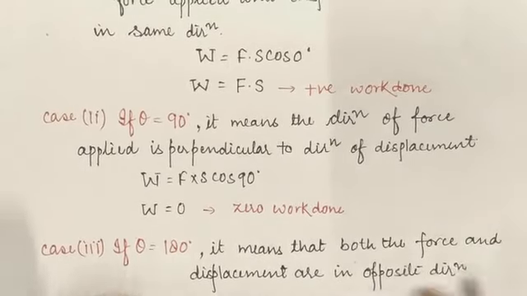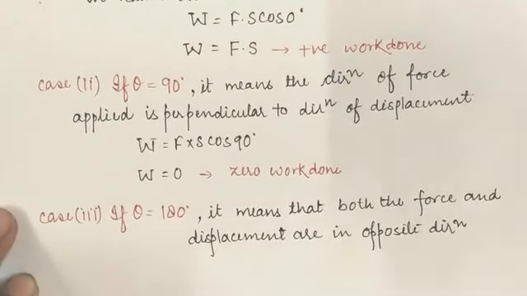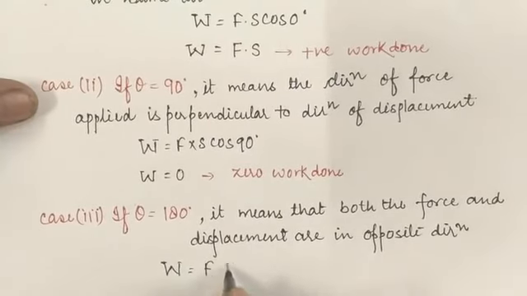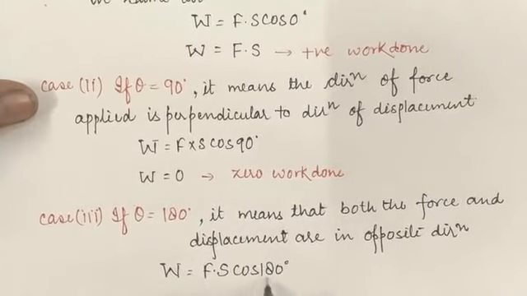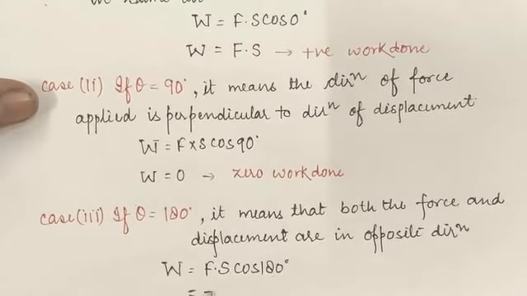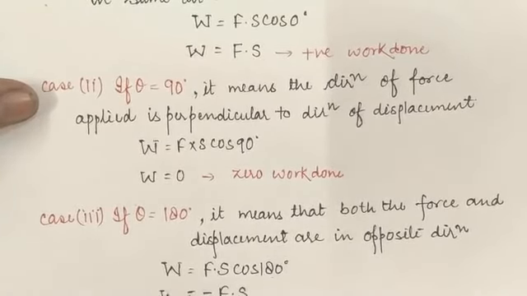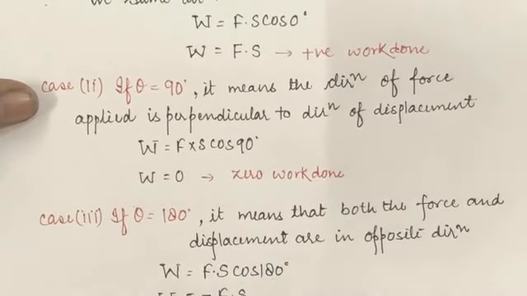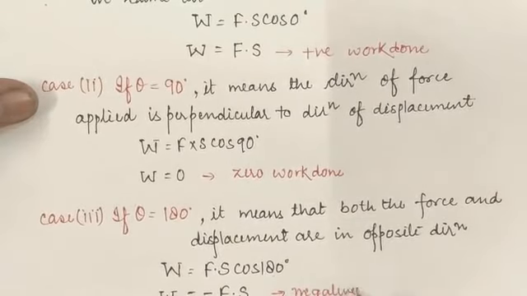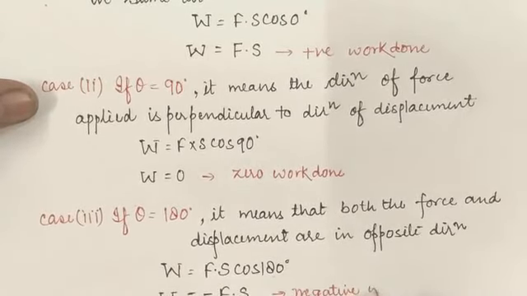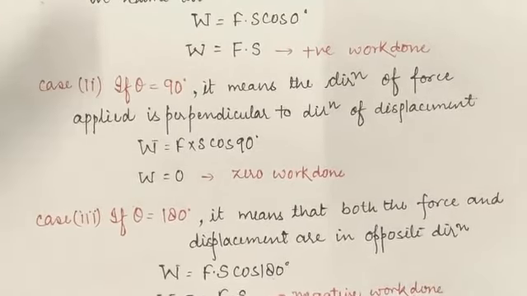So children, in this condition, what we can achieve? We can achieve an expression of the work done, force into displacement into cos 180 degree, and since we are knowing that cos 180 is equals to minus 1, in this condition we will get minus F into s. It means that in this condition we will get the negative work done. So on the behalf of the angle made by the force applied and the displacement caused, we can achieve the three types of the work done, that is a positive work done, negative work done and zero work done.